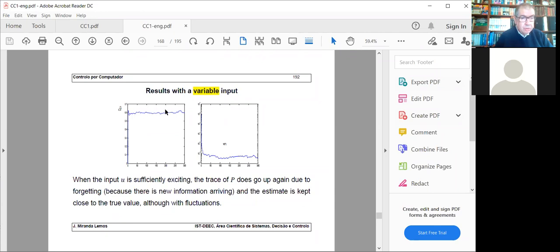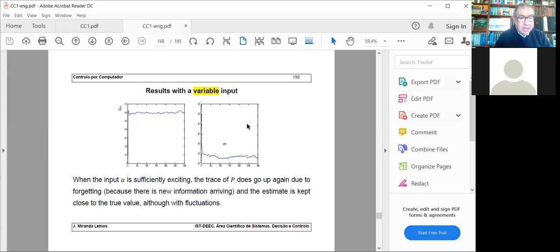Okay, you have some fluctuations. This is always a little bit shaky because you are always forgetting, working on the past 20 points, more or less. But you don't have wild variations. You are close to the true value for the parameter, which is 0.6, and P no longer grows.